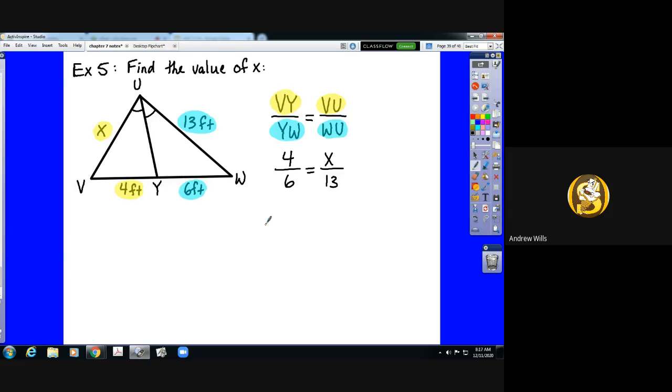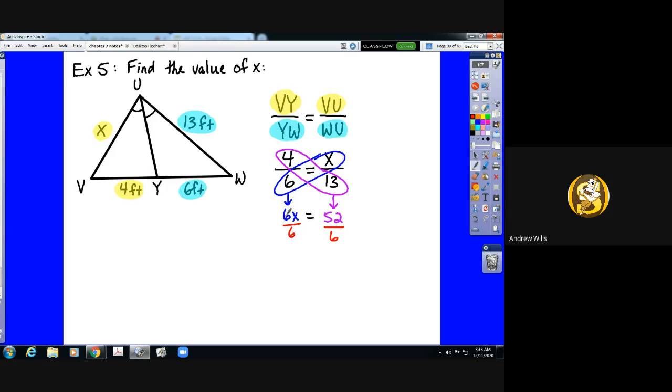And from there, it's just cross multiplying and solving for x. So we take those values and we cross multiply. 6 times x is 6x. 4 times 13 is 52. Then we divide both sides by 6.